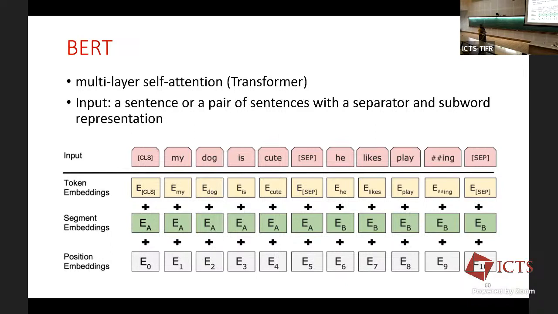Is that okay? Any question? Is there something which, yeah.